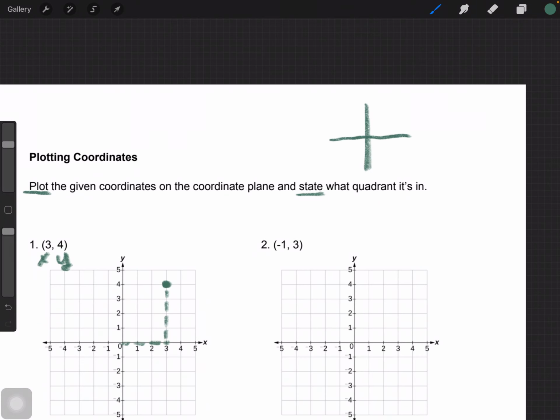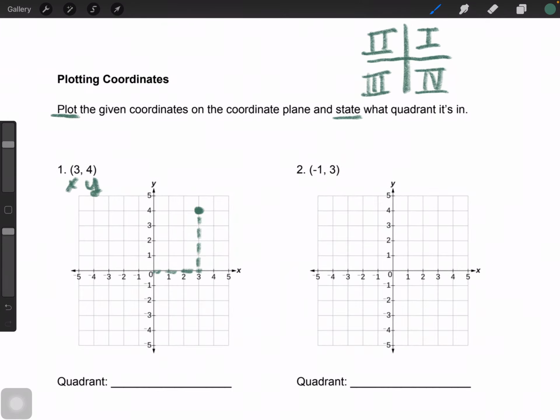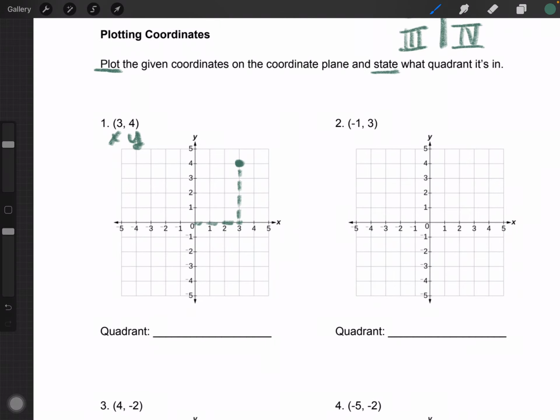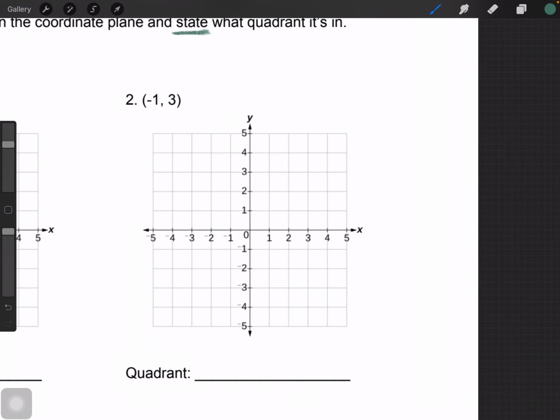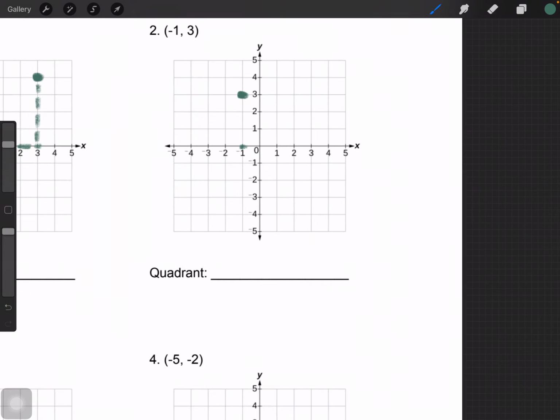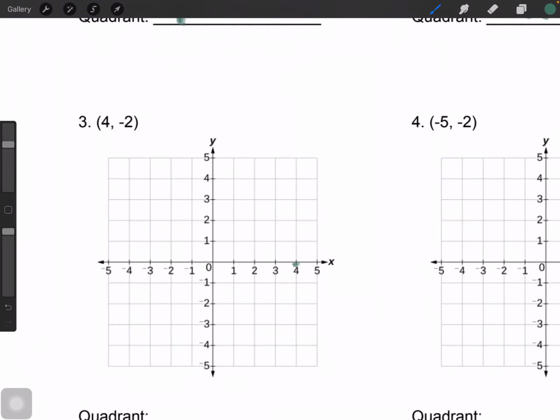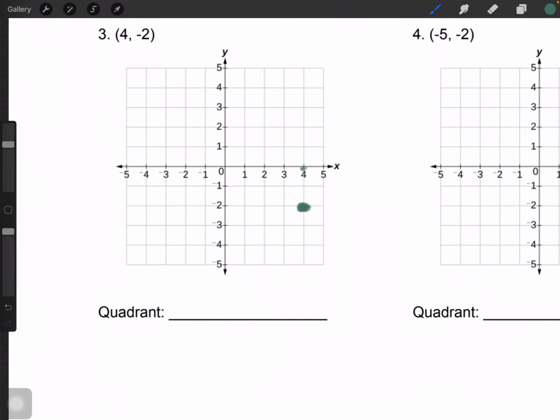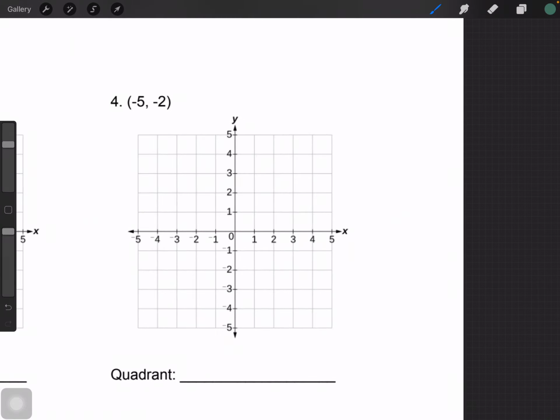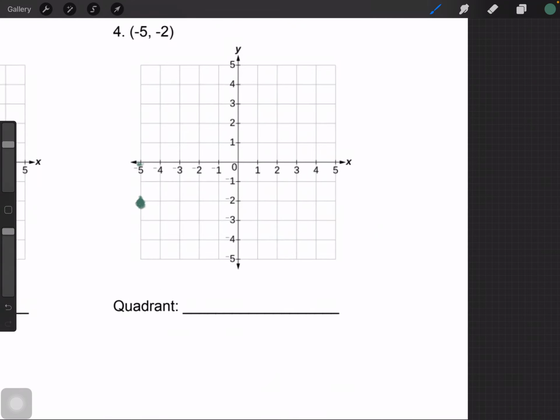And what quadrant it is in, we do a quick sketch over here. That's the coordinate plane. Quadrant 1 starts over here, and you want to go counterclockwise. So this would be 2, this would be 3, and this would be 4. This one point would be in quadrant 1. In this one, we go negative 1 and 3, and this would be in quadrant 2. And this one, we go 1, 2, 3, 4, and negative 2, so down 2, and this would be in quadrant 4. And this one, we go negative 5, so all the way over here, and negative 2, so over here, make it a little darker, and this would be quadrant 3.